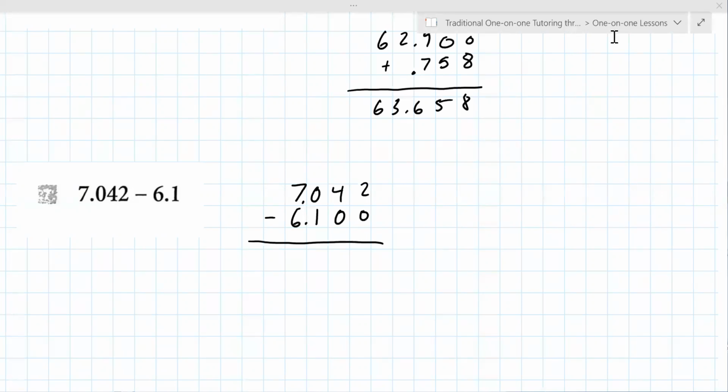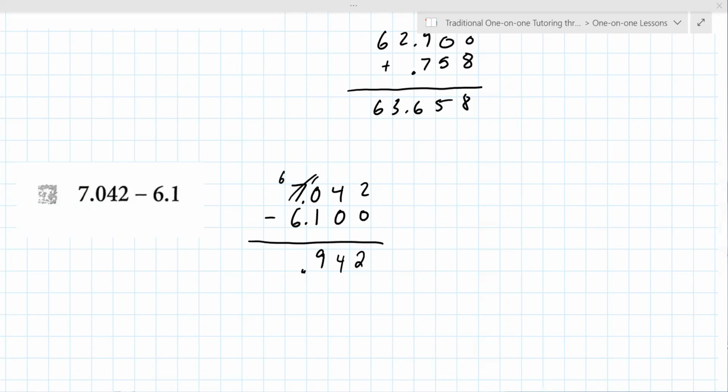0.942. I'm sorry, your answer is 0.942. Yeah. So 2, 4, and then you borrow from the 7 makes 6, and then a 9 there. Yes. Yeah, perfect. Okay, so I think that takes care of all the addition and subtraction problems. And then the next easiest one would be multiplication.